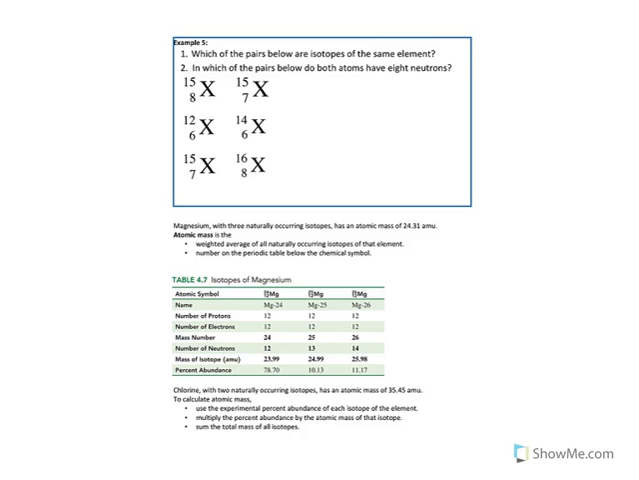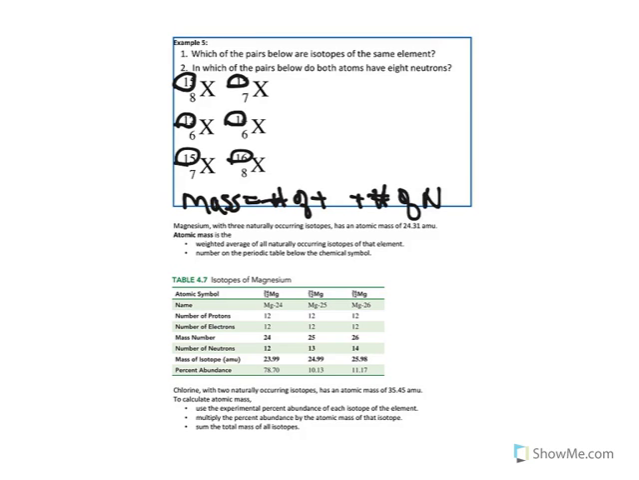Well, first, let's determine which of the pairs below are isotopes of the same element. Remember, we are looking for two atoms that have the same number of protons, but differing numbers of neutrons. These numbers up here at the top are the mass number. The mass number is equal to the number of protons plus the number of neutrons. This doesn't help us because we're looking for the same number of protons. The number on the bottom is the atomic number. The atomic number tells us the number of protons. So we are looking for a pair that have the same atomic number.